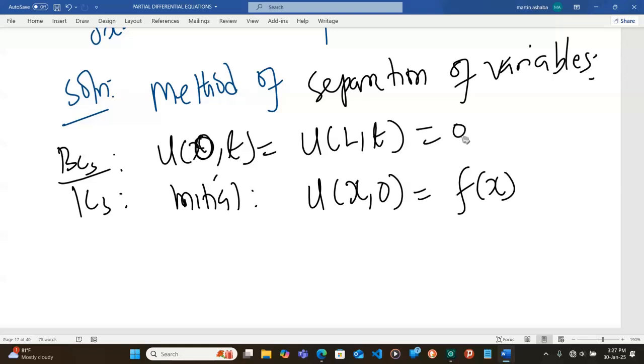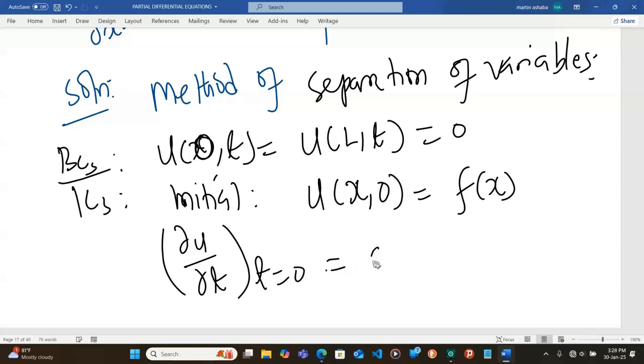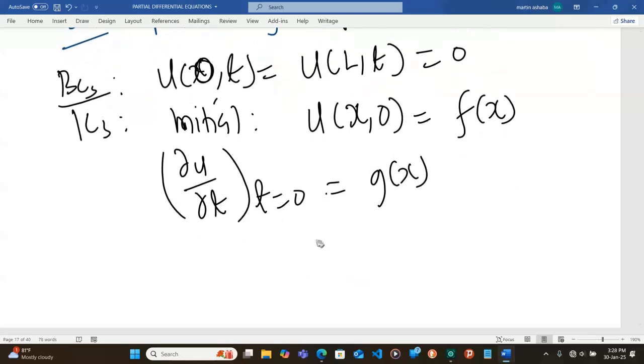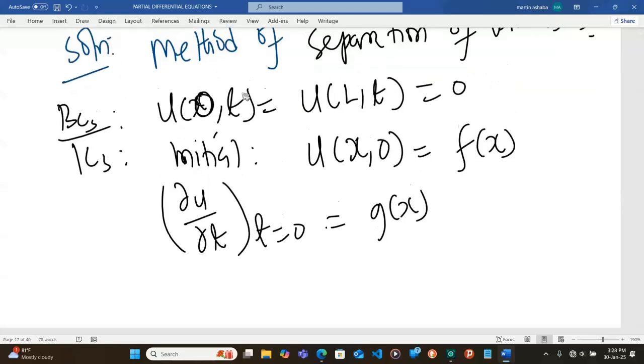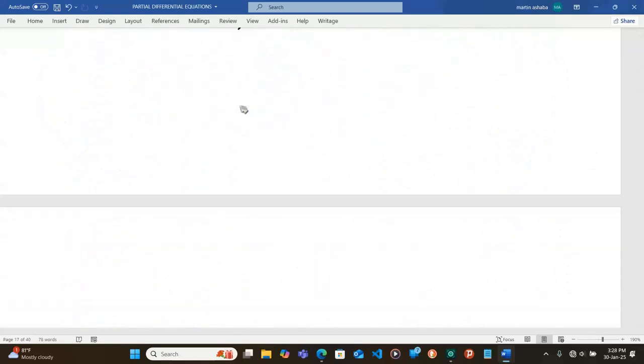The other initial condition that we always need to take care of is del u over del t at t equal to 0, which is also always going to be given, and this is equal to g(x). This is another function of x that we are always going to be told about. So you need these two initial conditions and these two boundary conditions for this one-dimensional wave equation.